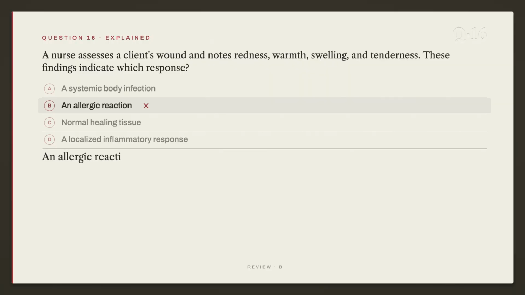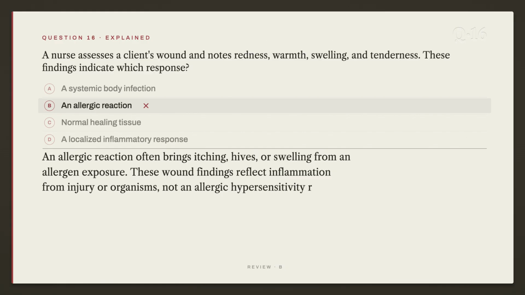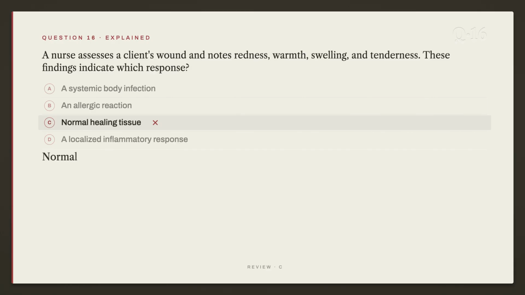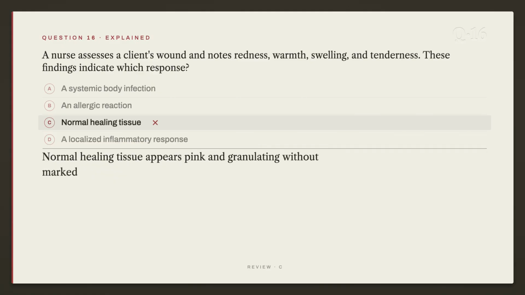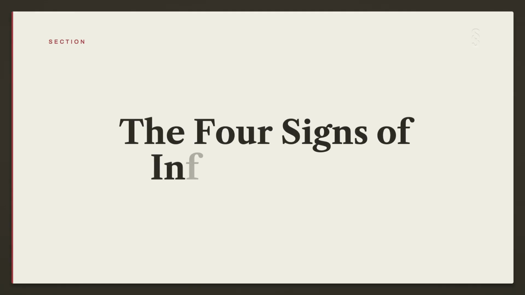B is wrong because an allergic reaction often brings itching, hives, or swelling from an allergen exposure. These wound findings reflect inflammation from injury or organisms, not an allergic hypersensitivity reaction. C is wrong because normal healing tissue appears pink and granulating without marked warmth and tenderness. The combination of redness, heat, and pain signals active inflammation rather than quiet, uncomplicated healing.